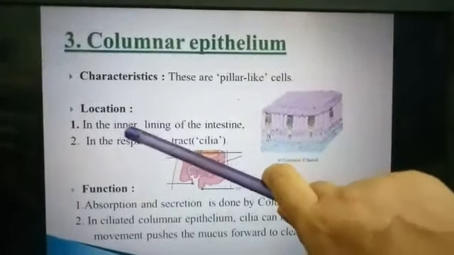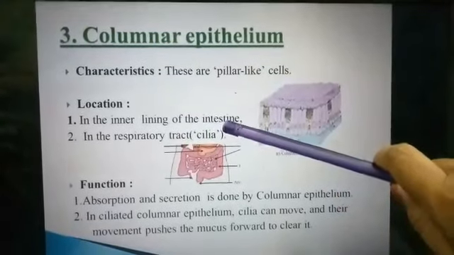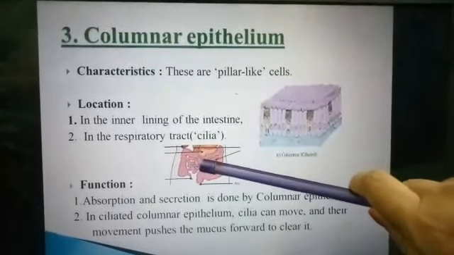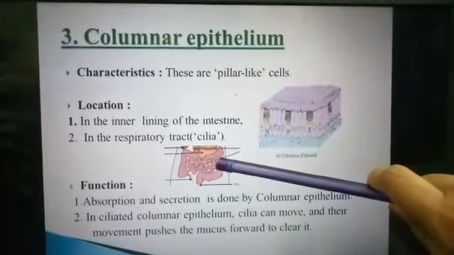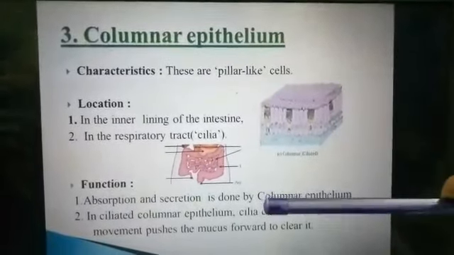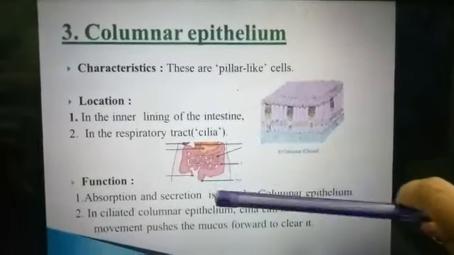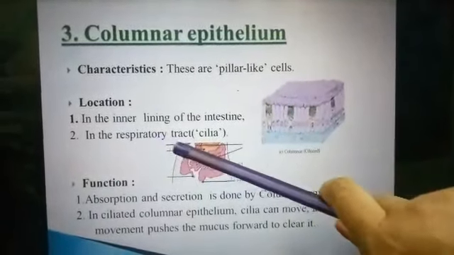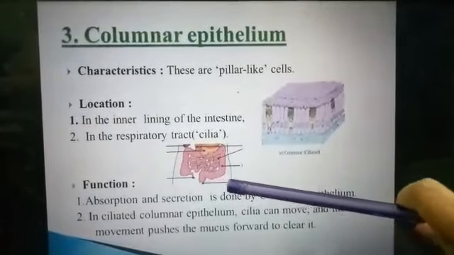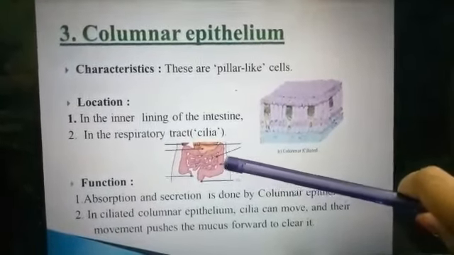Then the location is the inner lining of the intestine. Just look here. Intestine, small intestine, large intestine. So in the inner lining of the intestine, these columnar epithelium are present in the wall. Okay, these columnar epithelium are present. It is also present in the respiratory tract, right? In the respiratory system.